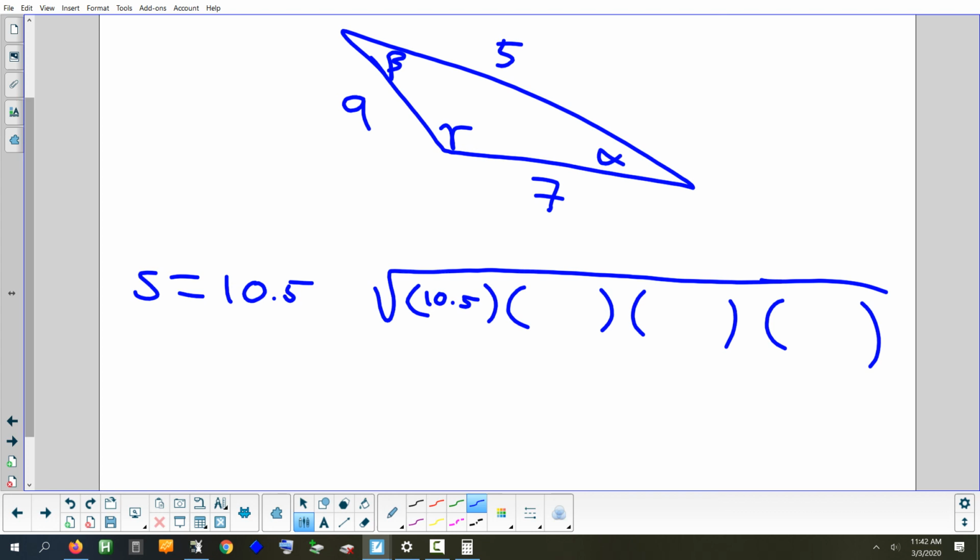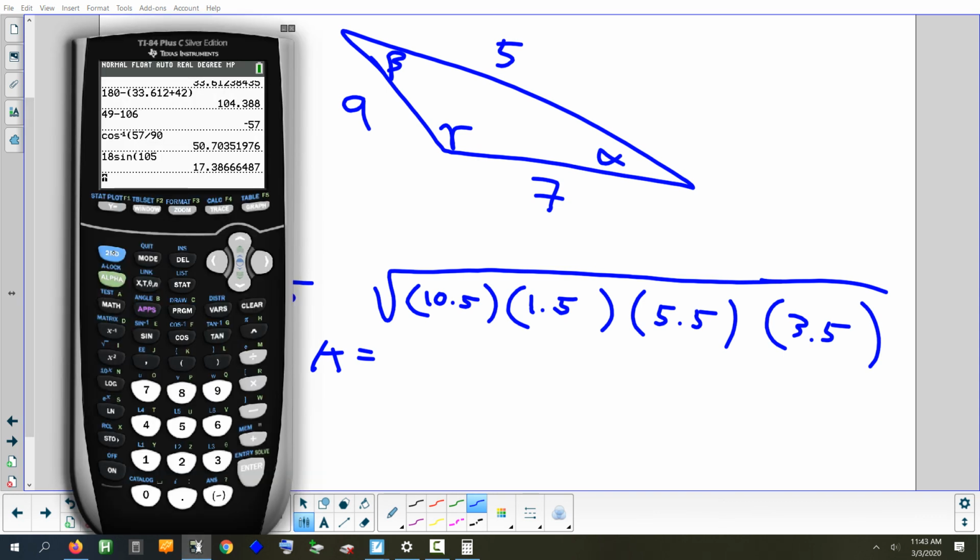So let's start here. What's 10.5 minus 9? 1.5. 10.5 minus 5? 5.5. And 10.5 minus 7? 3.5. And I just type that in. That's it. So I think it's faster than law of cosines to find an angle and then use the first formula. Okay, but the proof of it is from the law of cosines. That's the connection. That's why we covered the area of a triangle.